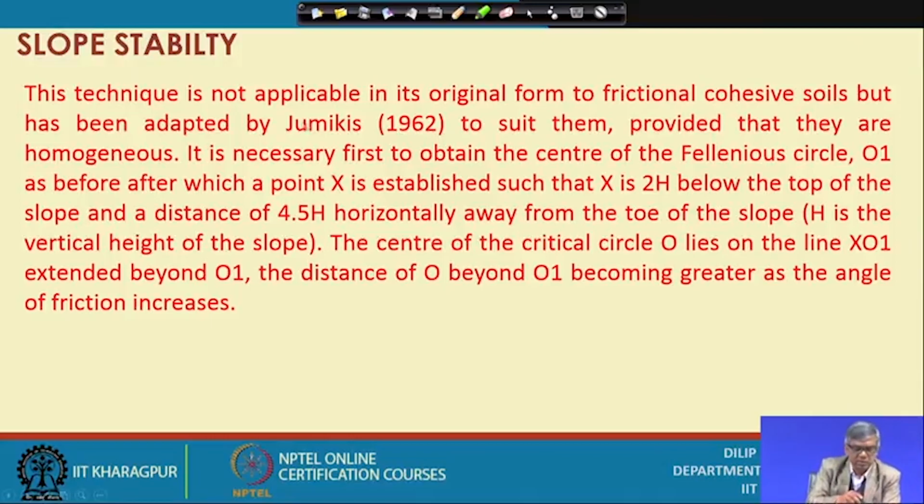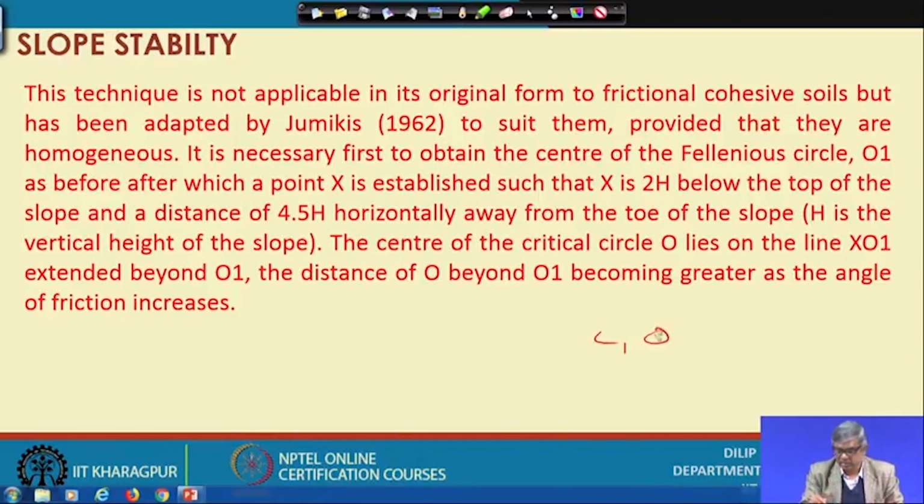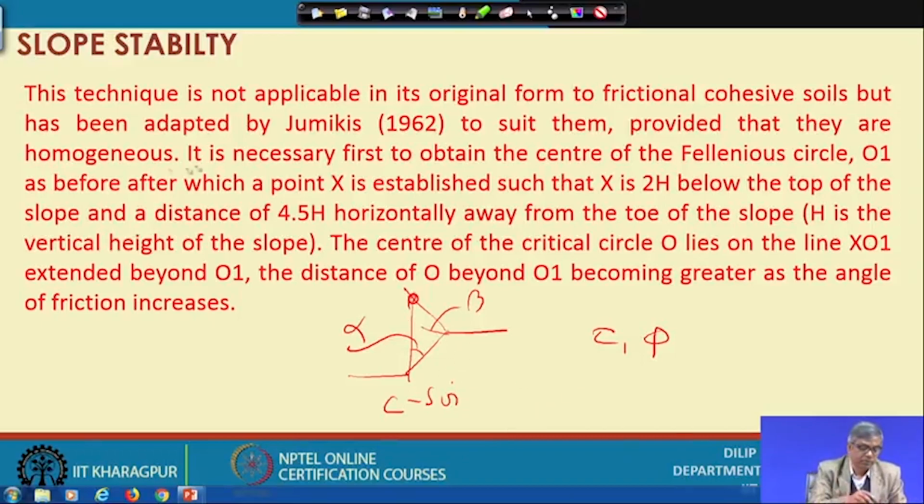So, this technique is not applicable in its original form to frictional cohesive soil, that means where soil possesses both c and phi. What we have done for c soil is drawing a line from here and drawing a line from here. So, this is beta and this is alpha, given by Fellenius, and this is applicable for that one. Then the same thing can be adopted with the minor modification suggested by Jumikis.